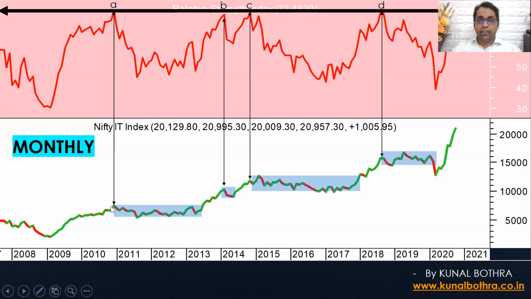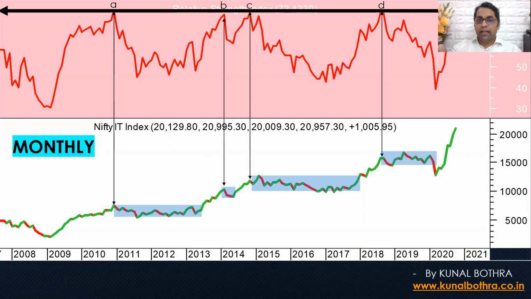What happens post that? The moment the monthly charts hit the overbought territory, you see a multi-year pause. This becomes very interesting. Post that it goes into a multi-year pause. So after the RSI hits point A, you see the behavior of the prices, as I've marked in the shaded region.